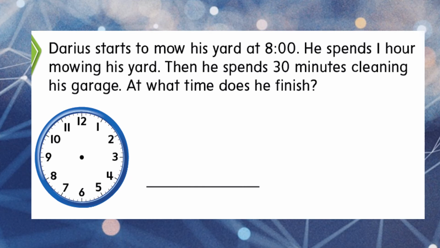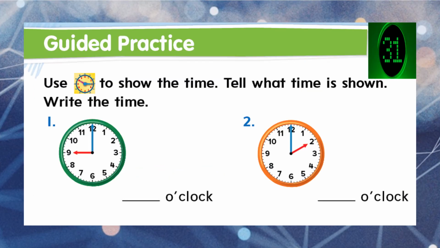Class, let's have another example on how to read half hour analog. Darius starts to mow his yard at 8 o'clock. He spends 1 hour mowing his yard. Then he spends 30 minutes cleaning his garage. At what time does he finish? Okay, very good. That is correct. It's 9:30.